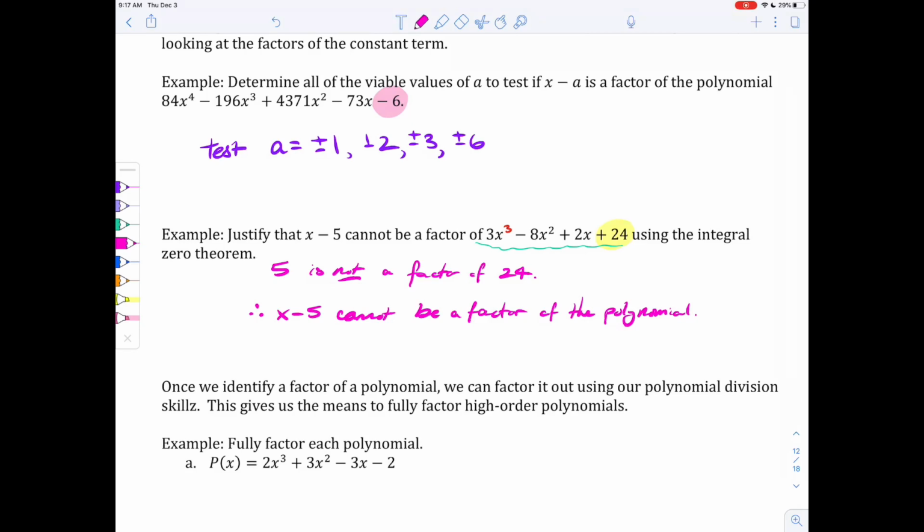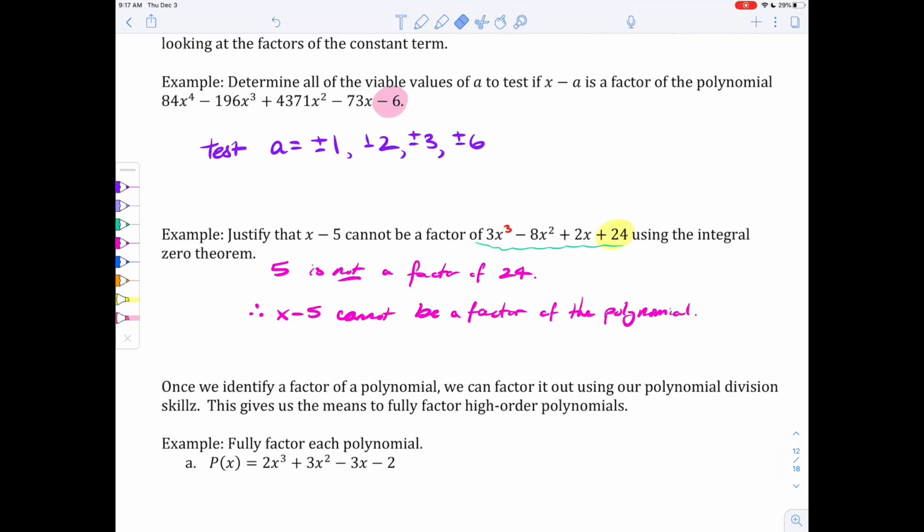Because if we can factor this polynomial into a whole bunch of binomials that are getting multiplied together, this constant term is going to come from the product of all the constant terms we have there. So if 5 doesn't go into this, 5 can't be in the broken down format. And that's just a matter of prime factorization or factors in general. So we're going to use the theorem to identify a factor of a polynomial.